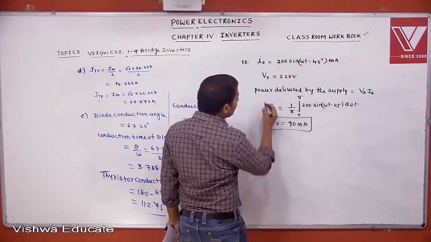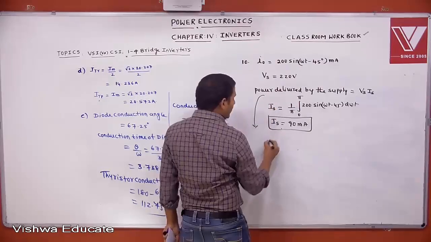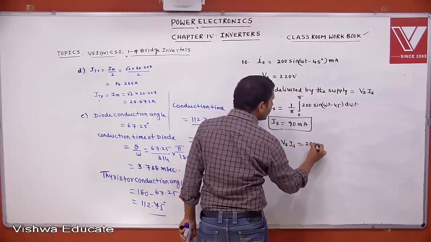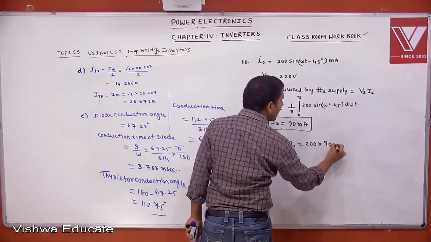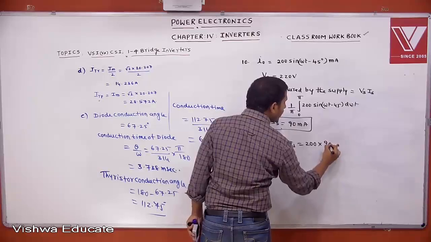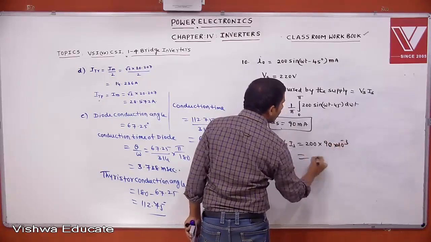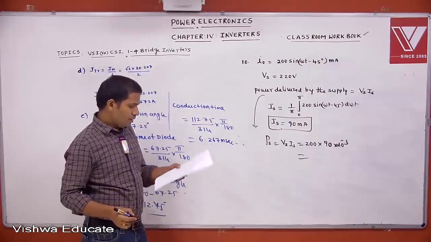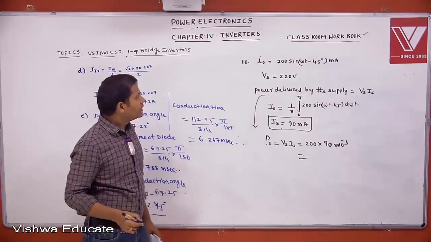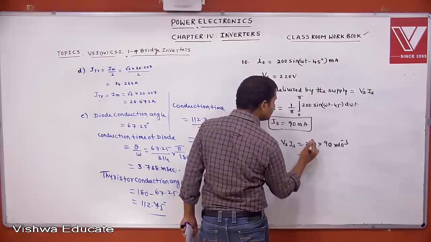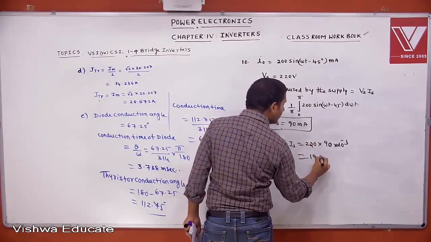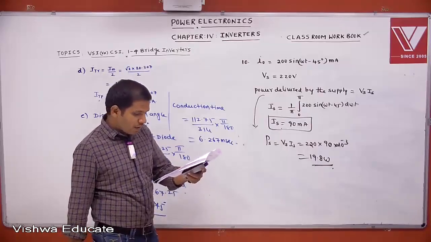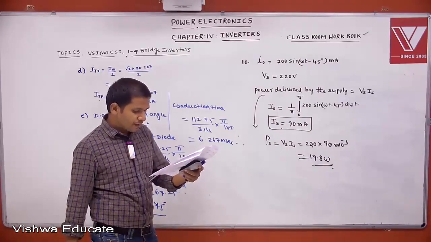Then what is the power delivered by the supply? That is Vs into Is. Vs is how much? 200. Is is 90 milliamperes, that is 90 into 10 to the power of minus 3. How much do you get? This is not 200, this is 220. So it is 19.8 watts. Then the answer for this one is option B, correct.